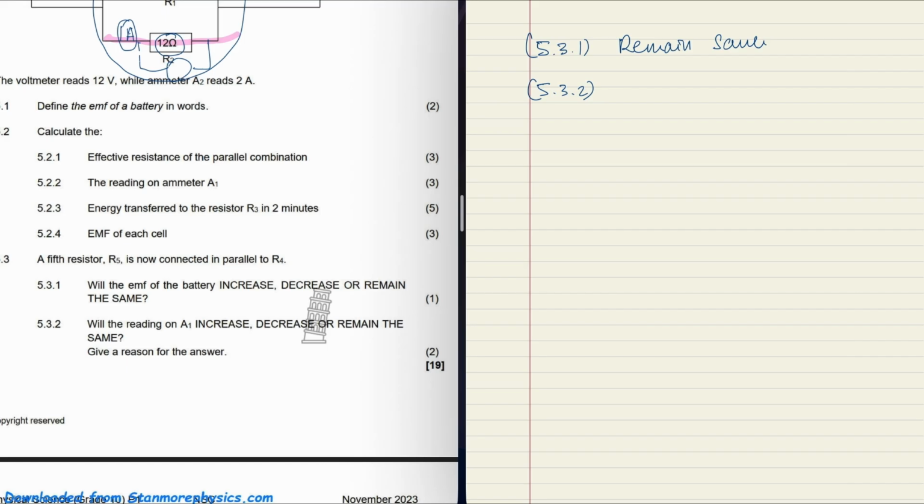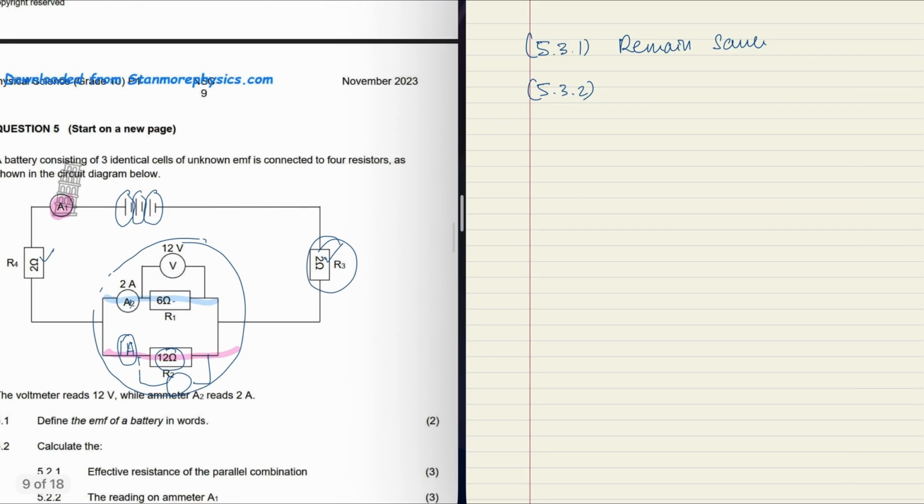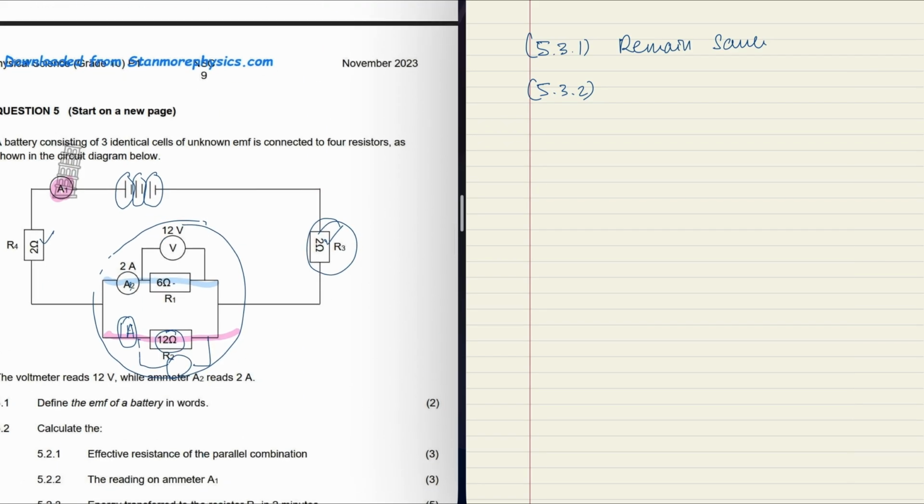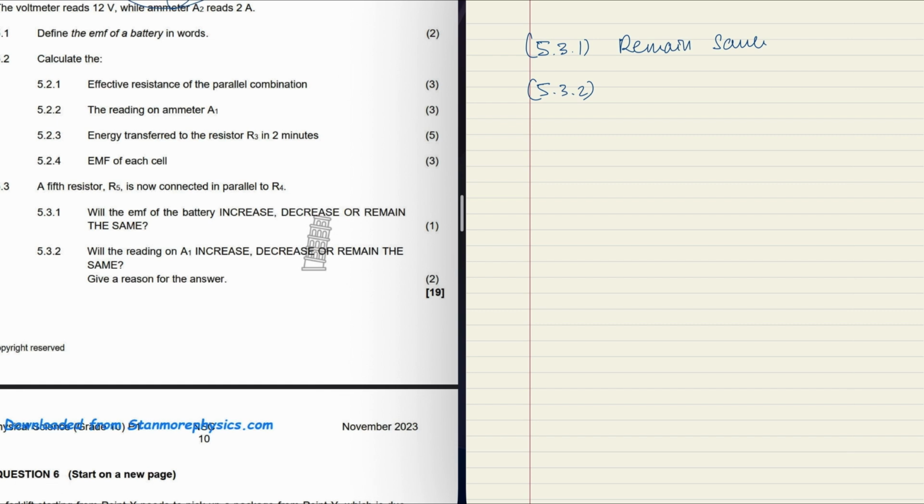5.3.2, will the reading on A1 increase, decrease, or remain the same? And explain your answer. Now, A1 is reading the total current. So if I add a resistor in parallel, the total resistance will decrease. Since the total voltage or the EMF is the same, the resistance is inversely proportional to current. So since resistance is decreasing, current will increase.